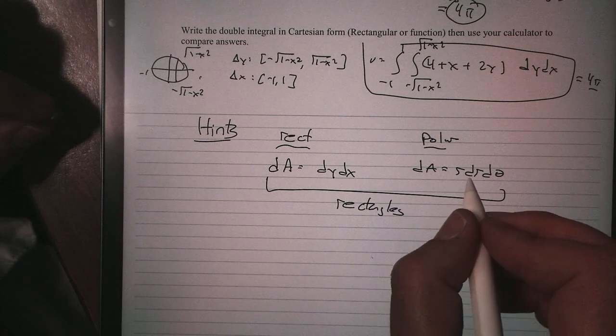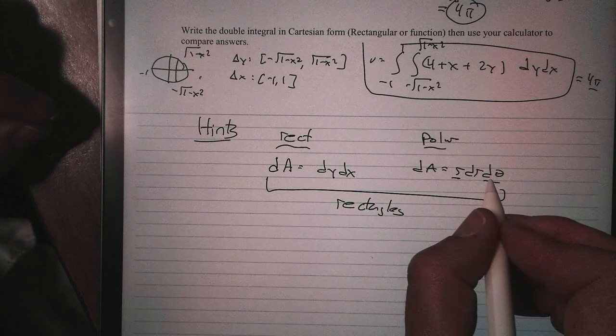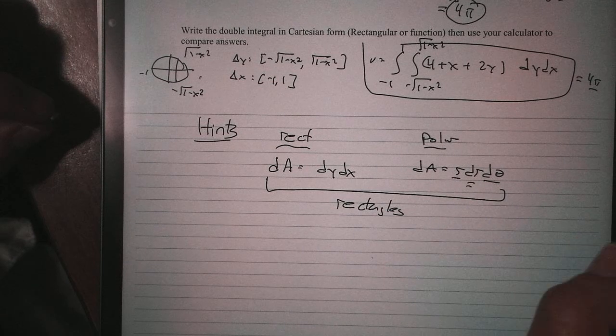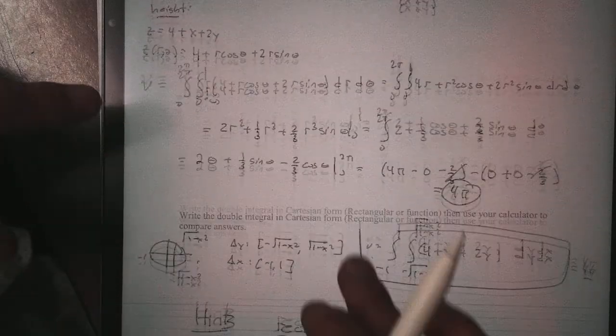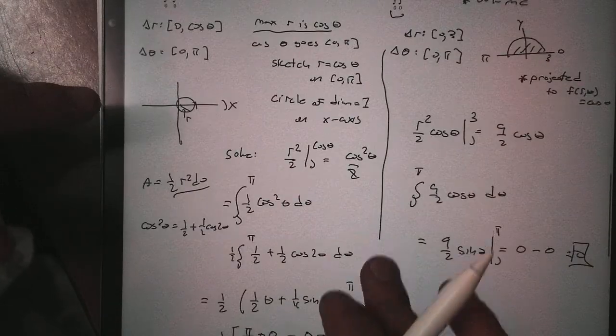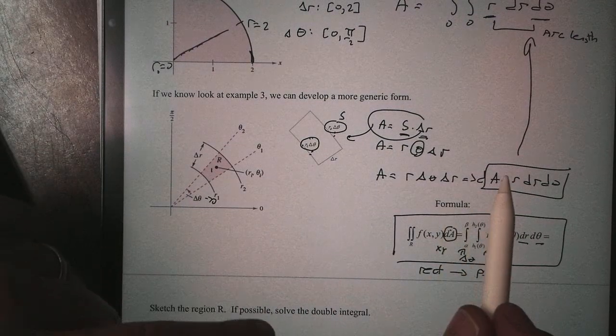In another video, we showed that r d theta is my arc length, and that's my radius. Look into the other videos and you can see that. Or if you go way up here, we showed how that becomes a rectangle, right there.